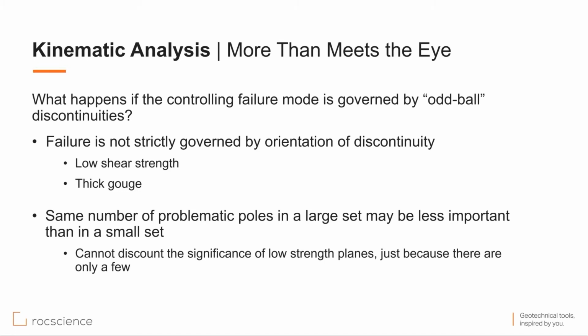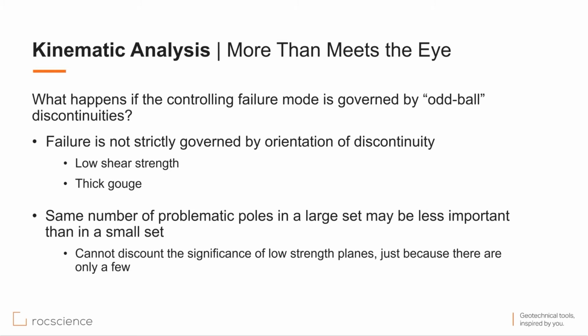So what happens if the controlling failure mode is governed by oddball discontinuities that are not easy to identify and lead to surprise failures? Remember that failure is not strictly governed by orientation. There are other factors that could contribute to failure, such as low joint shear strength or thick gouge. While kinematic analysis may seem like a numbers game, where the higher percent critical means a higher risk of a particular failure mode, we do have to be a bit careful here.